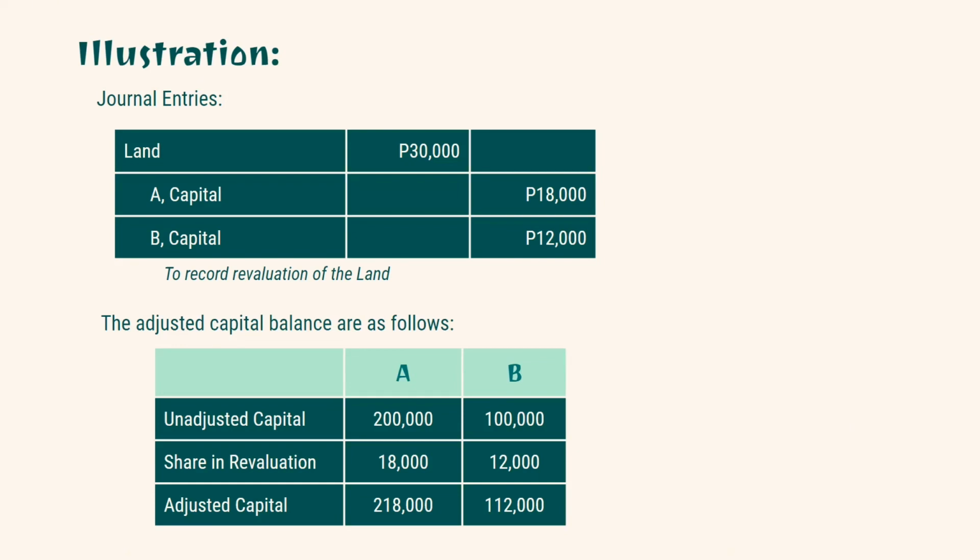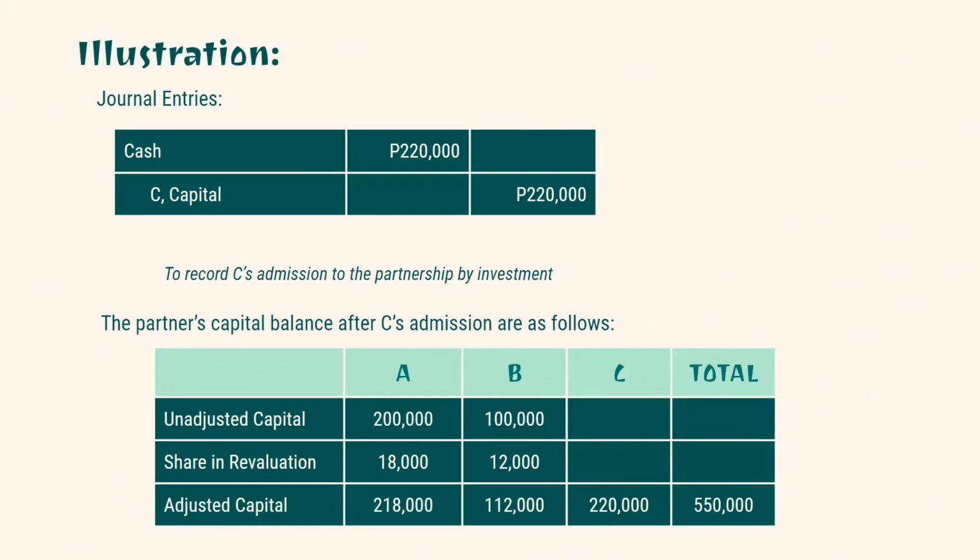After such entry is recorded, we now have the adjusted capital of the old partners. After their respective share in the revaluation, the adjusted capital for A is 218,000 and for B 112,000. After we are done with the revaluation of the assets, we can now record C's admission to the partnership by his investment. That is debit cash 220,000 and credit capital of C 220,000. After C's admission, the capital balances are as follows: A is 218,000, B is 112,000, and C is 220,000. The total partnership capital after C's admission would be 550,000, and 40% of that would be C's capital, and that is 220,000.